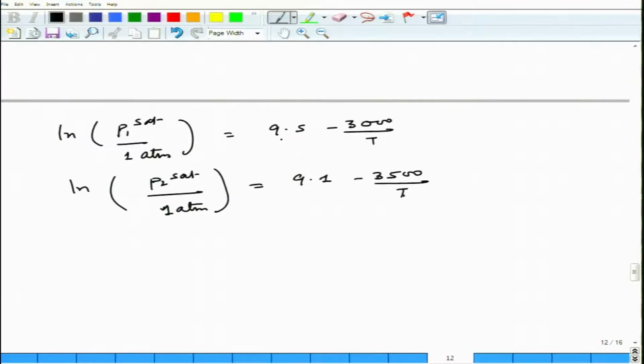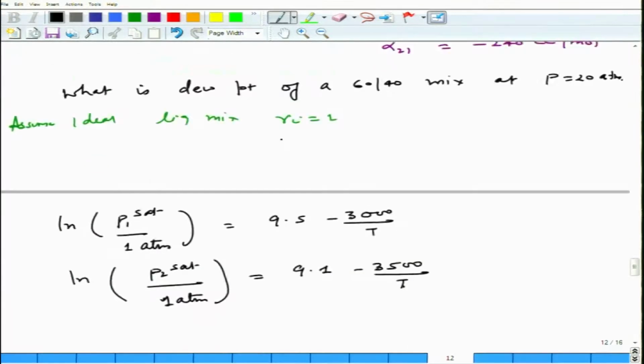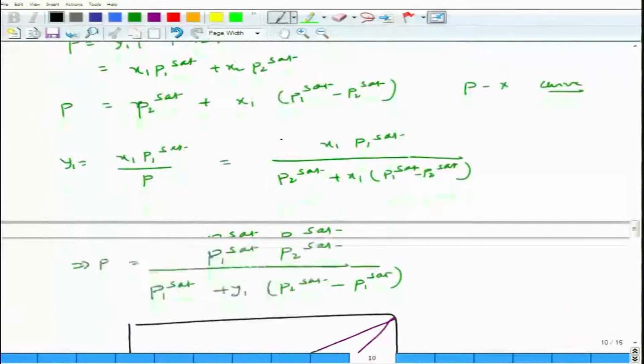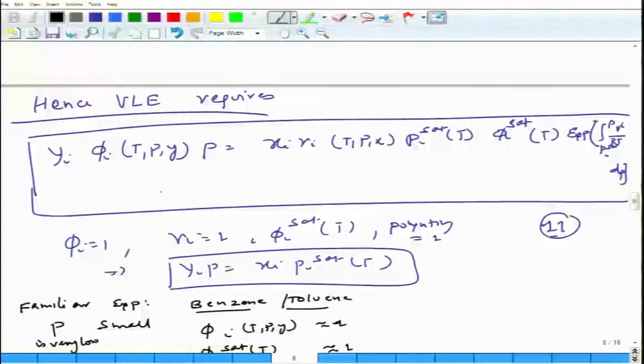So, how do we go about it? From where should we start? We must start first from our definition of the equality conditions, right. So, this is one. What about this? Fugacity, we have to worry about it, but what about this?